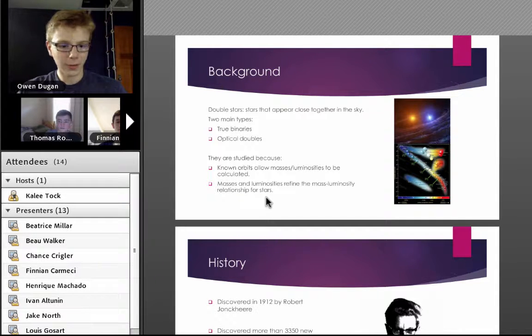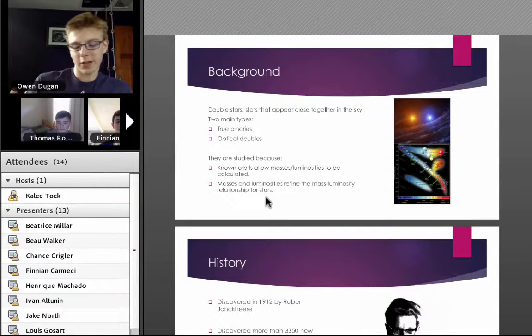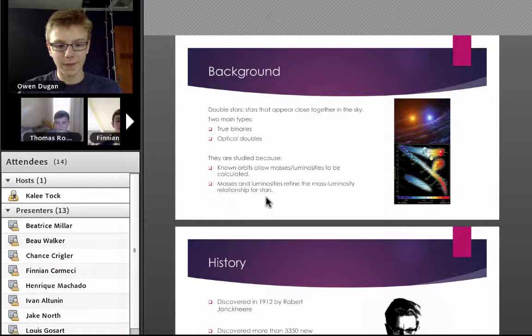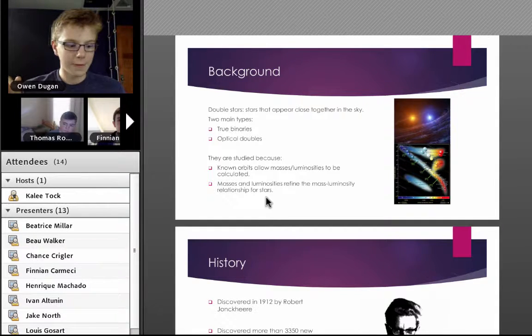Some background on double stars. Double stars are stars that appear close together in the sky, and there are two main types. There are true binaries, which are stars that are in fact orbiting each other, and there are optical doubles, which are stars that are not orbiting each other, but instead just look close together in the sky. We study double stars because if we can find their orbits, then we can find their masses and luminosities, which allows us to find the mass-luminosity relationship for stars in more detail.